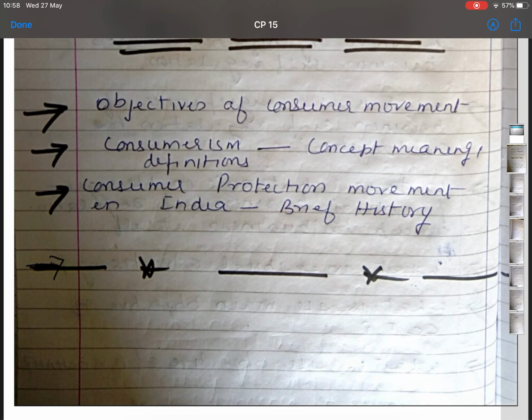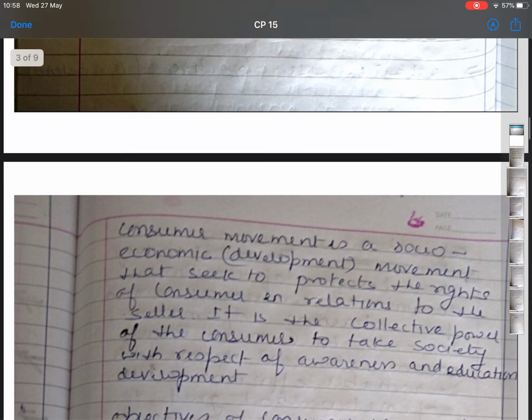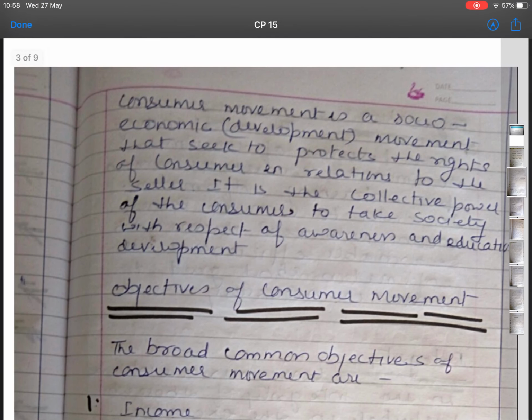So I'm starting with the first topic, that is consumer movement, objectives of consumer movement. But first I would like to tell you about consumer movement. What is consumer movement?